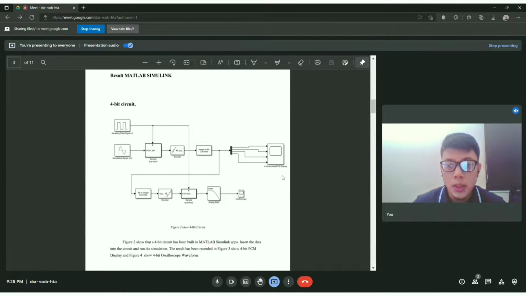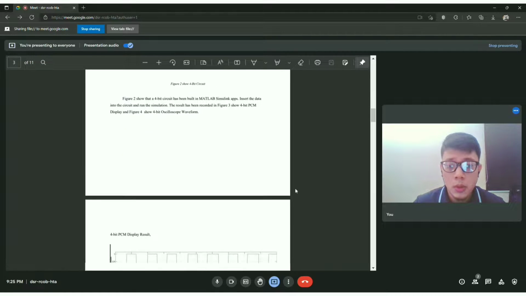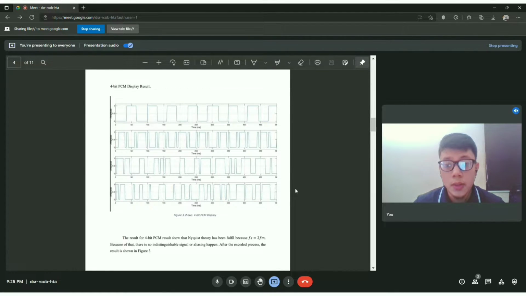Here is the circuit that I've created in MATLAB Simulink, and this is the result from MATLAB. This is the PCM display result, the digital signal. Because it is 4 bits, there are 4 signals. Because of that, no indistinguishable signal or aliasing happens. This is because fs is equal to 2 fm.